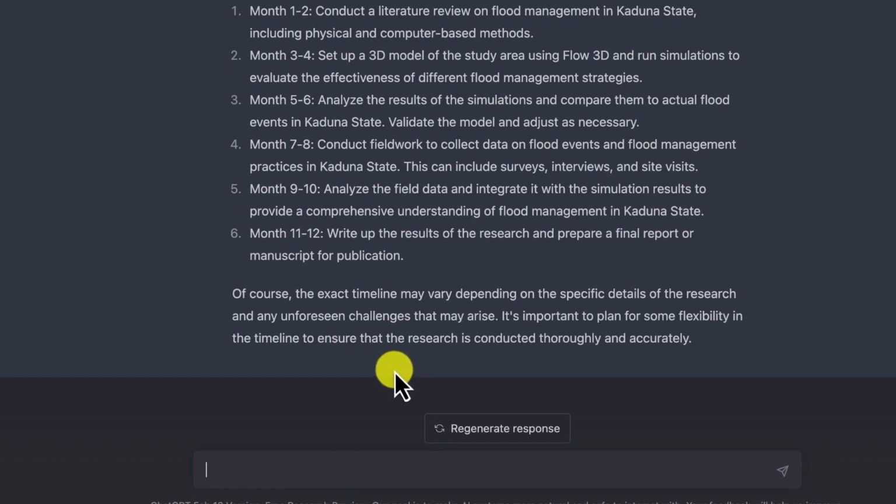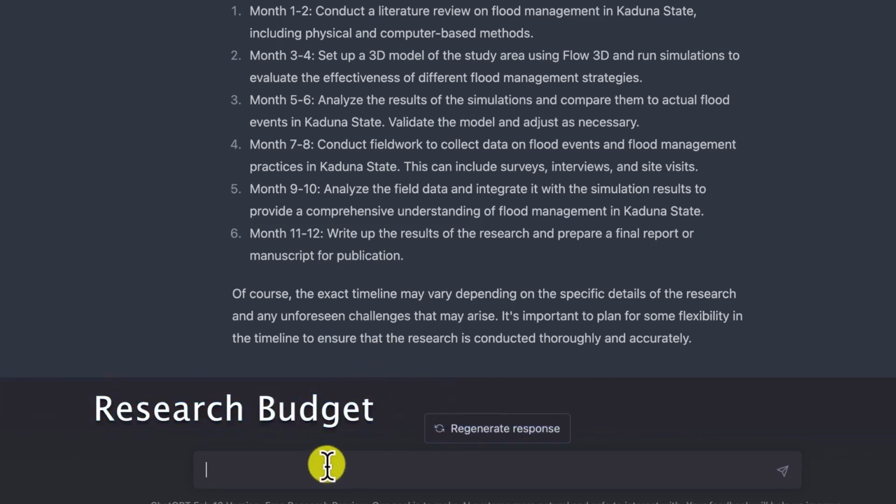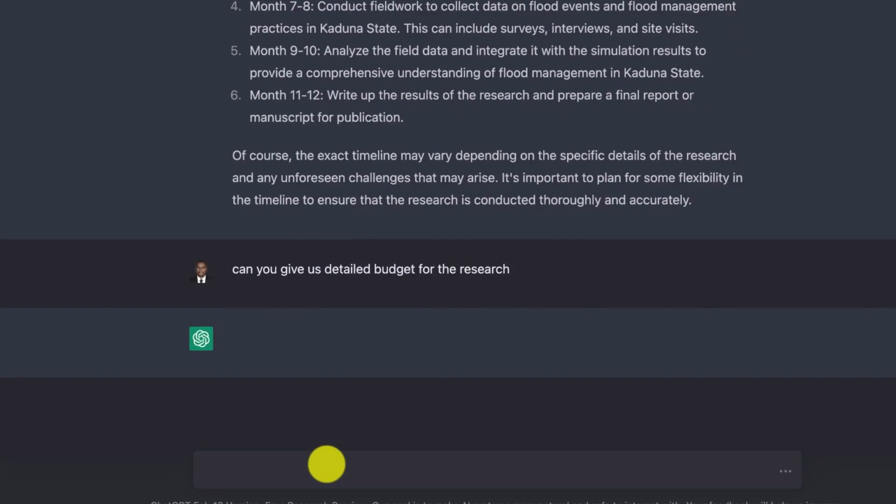Okay, so you can see we have now covered some of the key things we need. Then we can ask it to give an estimated budget, or a detailed budget, of what the research is going to cover. So can you give us a budget for the research? Okay, so you can see it's just going to give you an idea.